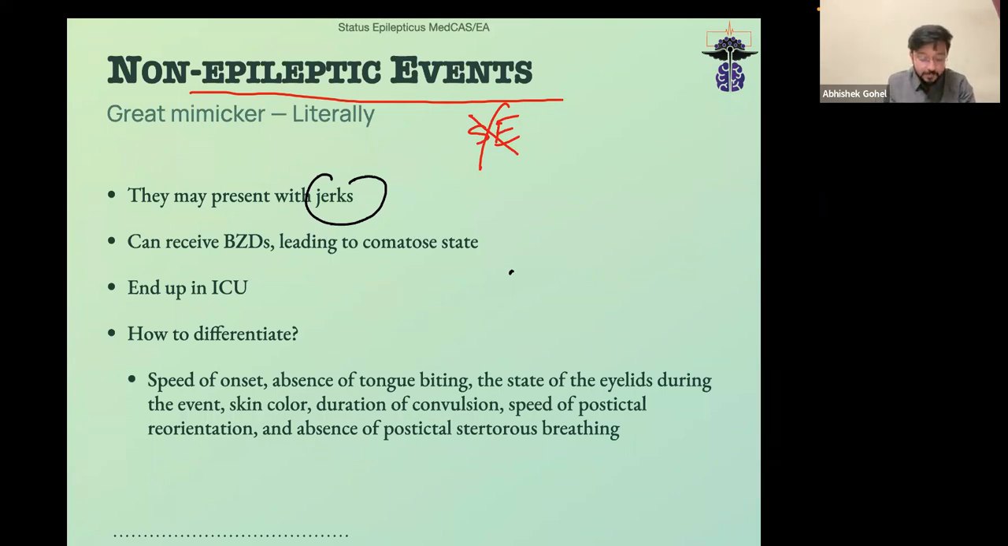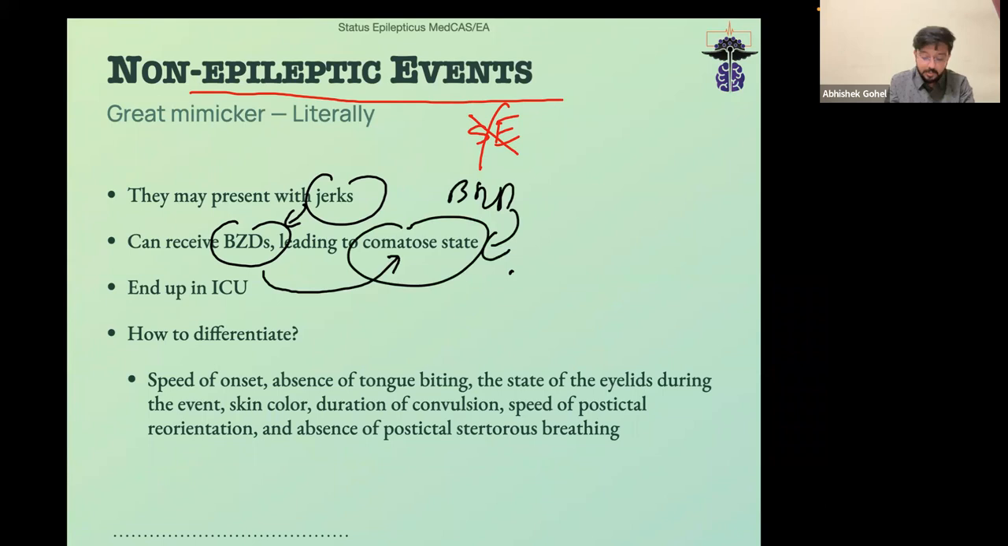Because of the pressure of time, they might end up receiving benzodiazepine. If you are giving them a higher dose repeatedly and still the jerking is not getting over, you might give them a high dose, and they will go into a comatose state. Then they might end up in the ICU as unexplained unresponsiveness. This is just the diametrically opposite aspect of it.